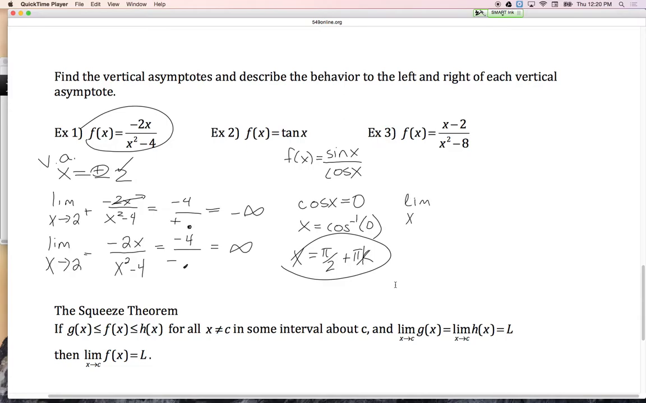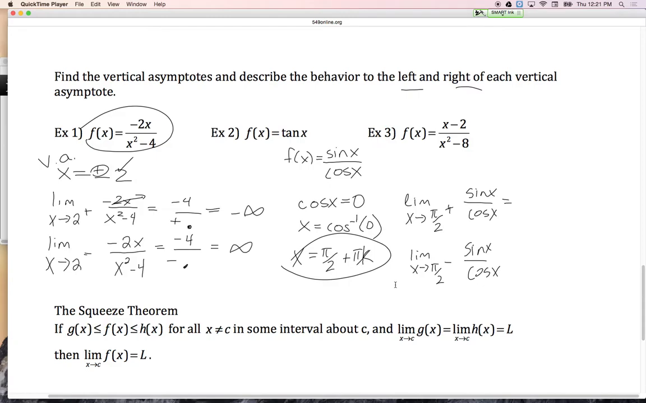Limit as x approaches pi over 2 from the right. You want to check both sides. It says to check from the left and right. So x approaches pi over 2 from the left. Okay, and I'm going to do sine x over cosine x. All right, let's start with the right. Let's see what it does. Now, if you watch my video, I actually did a problem like this, and I did it numerically, and I graphed it to verify that I was right.